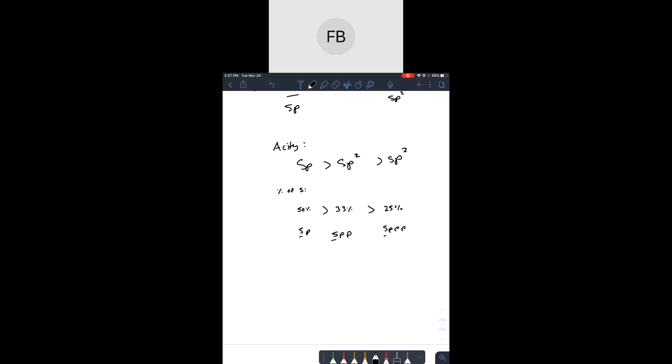So you can think of it either in terms of just this, like SP is more acidic than SP3, or you could think of it in terms of the percentage of S. The higher the percentage of S, the more acidic it is, okay?